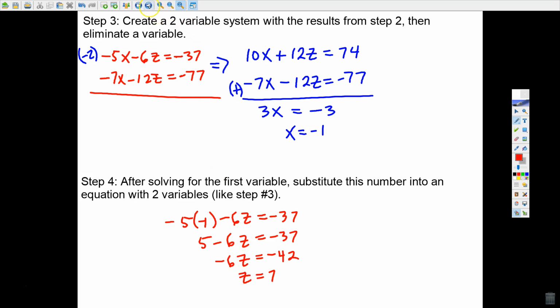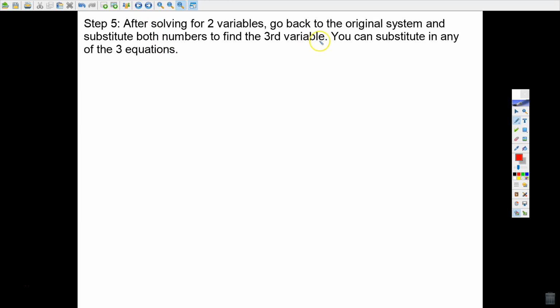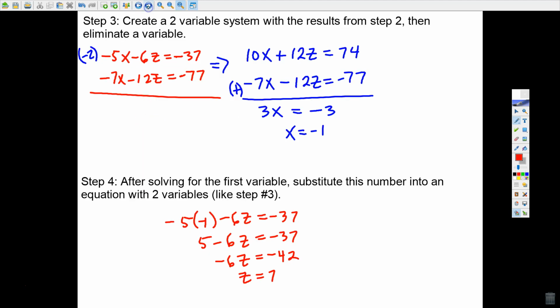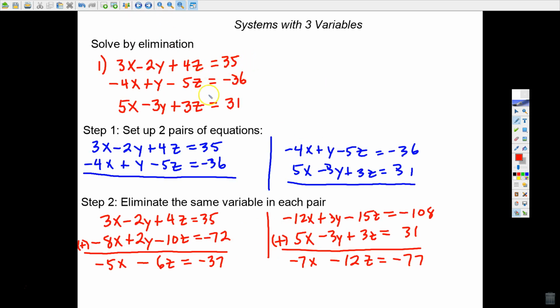And now we're going to go all the way back. Our step 5 will be to go all the way back to the original system where we had the 3 variables. And we substitute for, in this case, we have found x and z. So we just pick one of those 3 original equations, it doesn't matter which. Find the one typically that looks like it's easier to work with, and let x be negative 1 in this case, and z will be 7. So maybe we'll just go with the bottom one. X is negative 1, z is negative 7.